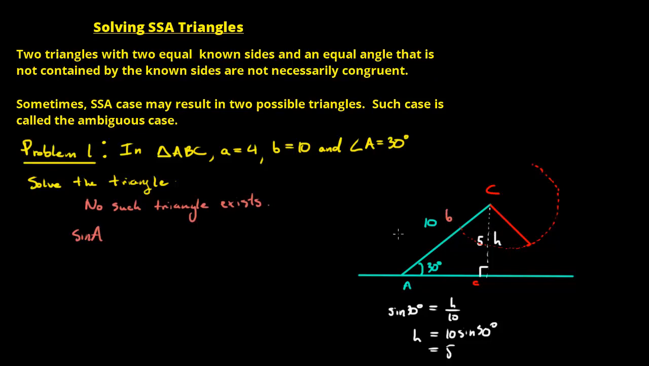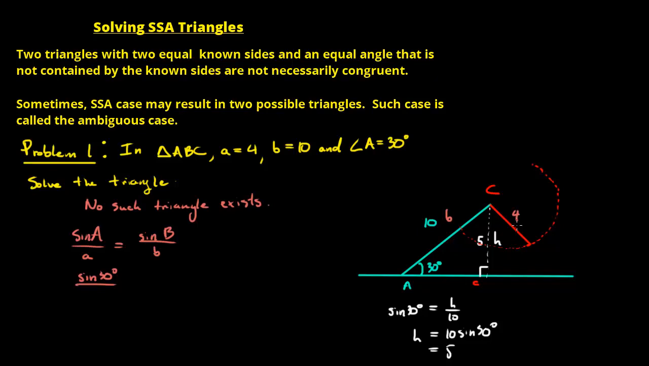And I'm looking for angle B. So I know that the sine of A divided by A is equal to the sine of angle B divided by B. So I can actually plug in numbers. I know that A is 30 degrees. So for sine A, I have sine 30 degrees over A, which is 4 units.